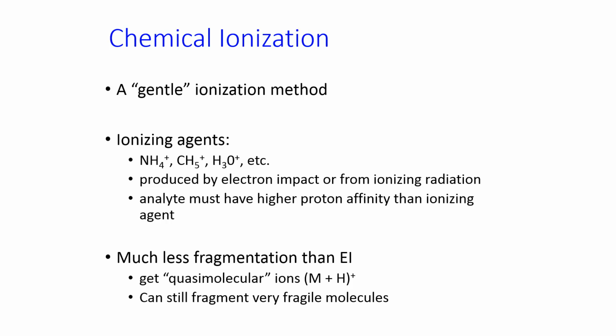A different kind of ionization is chemical ionization, and in contrast to electron impact, this is a gentle ionization method. The general trend here is that whatever ionizing agent you use, it's going to transfer a proton to your analyte, and then your analyte will be an ion and it can be detected. This is a much gentler process than using energetic electrons to knock off additional electrons, and so you get much less fragmentation.